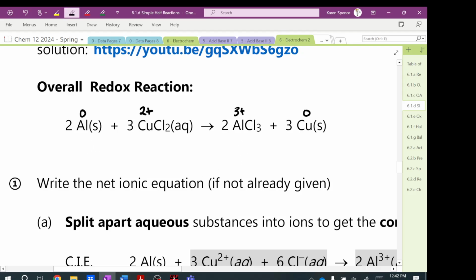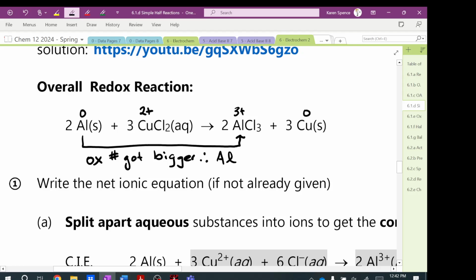So one of the things you might be asked to do is identify what is happening to the aluminum. Is the aluminum being oxidized or reduced? The oxidation number got bigger, yes? It went from 0 to +3. Therefore, Al is being oxidized.